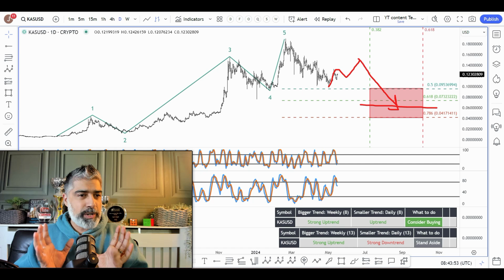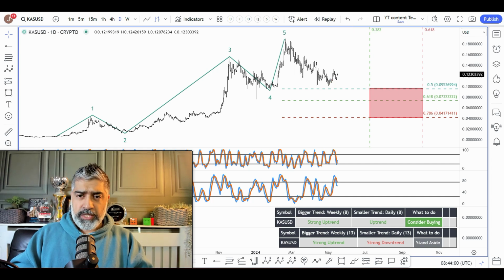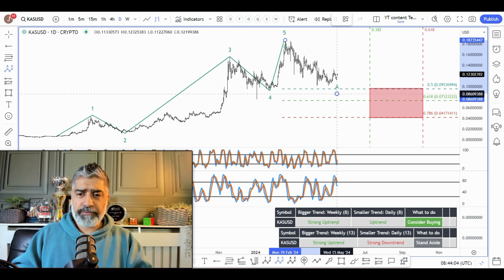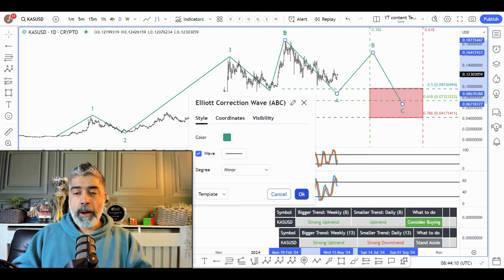But the key thing that you want to be doing with Casper is be on high alert to identify the end of the trend. So I'm just going to quickly draw on an ABC correction. This looks like the first leg down, B, and then a C. This is what you should anticipate. Doesn't mean it's going to occur like this, but it's highly probable.